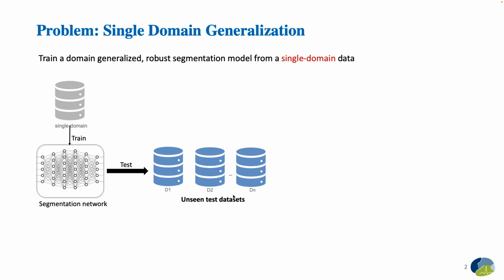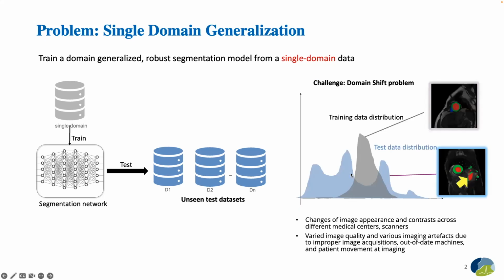However, achieving this goal is quite challenging, as in clinical practice, test images from different sites can have very different image appearances, image contrasts, and image quality. As you can see here, the training data from the single site can have very limited data diversity, so that it fails to cover the full spectrum of the real-world data variations. This is also known as the domain shift problem. As a result, a model trained from the single source domain can easily fail to segment a test image sampled from a very different data distribution.